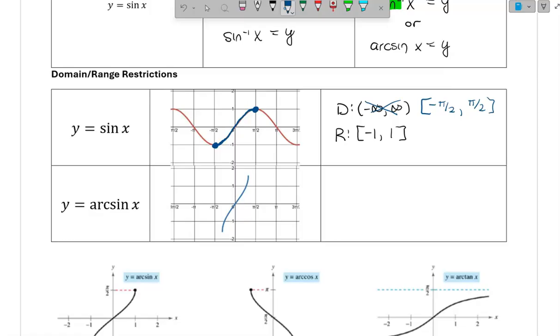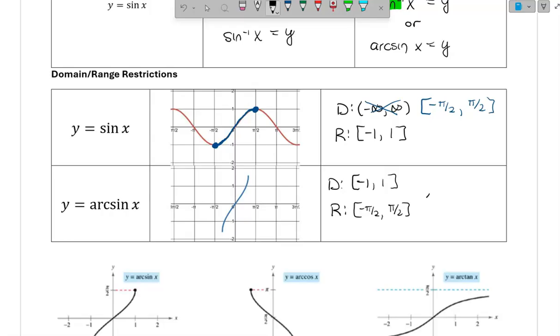By restricting that domain, I have now made the function 1-to-1, which is why you see the graph below, arcsine of x, written in blue the way that it is. The domain and the range will switch positions. So now the domain will be from -1 to +1, and our range, which is now our truncated domain, is going to go from -π/2 to π/2.